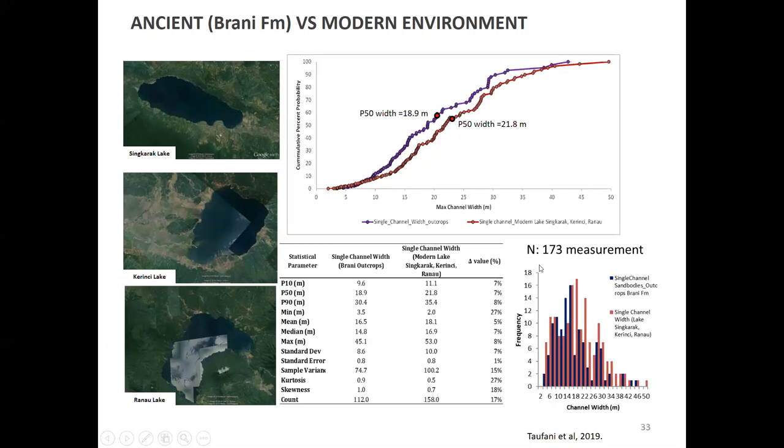When we also look at the database and histogram here, there is a very similar pattern between the modern and ancient systems. This strongly indicates that the modern system might be linked to the ancient system, maybe with some relationship between the ancient and modern systems in West Sumatra.